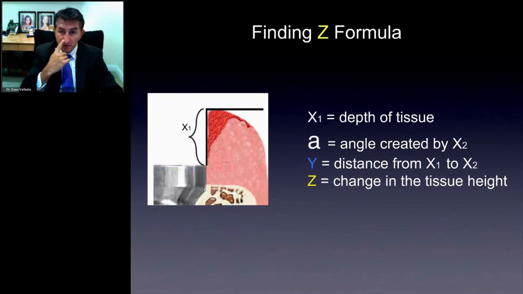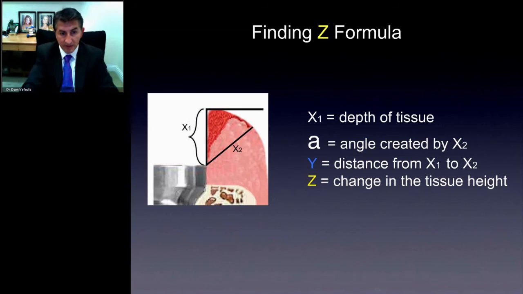So here's our formula. Our formula is called Finding Z. We're in the process of publishing. We submitted for publication at this point, and we're just reviewing with the authors right now. What it basically shows us is that the X value is the value of the depth of that tissue. Now, X2 will be this line that's created when we actually make the abutment.